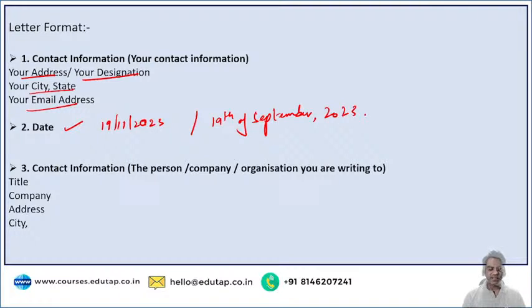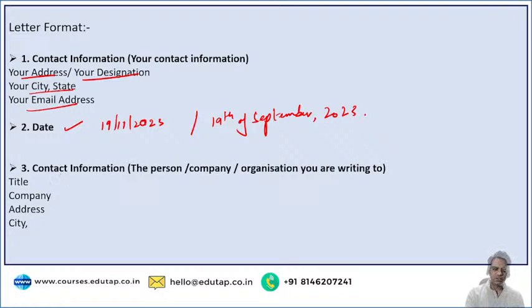Then after the date, third is your receiver's address. Whomsoever you are writing to, obviously you would be writing to a designation, a person who is designated. You don't just write to organizations. For example, State Bank of India. You do not write letters to State Bank of India. You write to the manager of that particular branch, or to the editor of a particular newspaper, or to the police commissioner of the city, or the mayor of the city. That is how you basically write your letters.